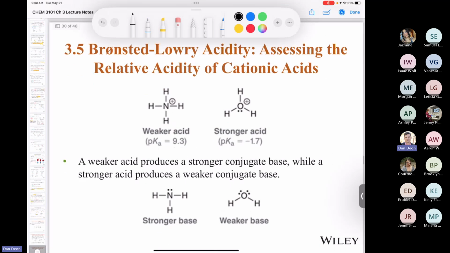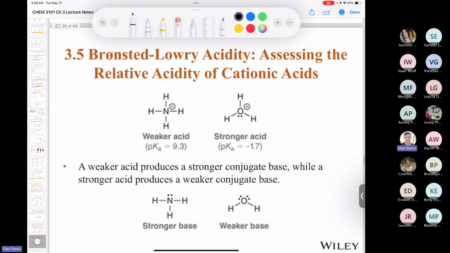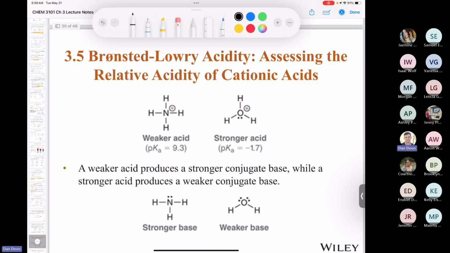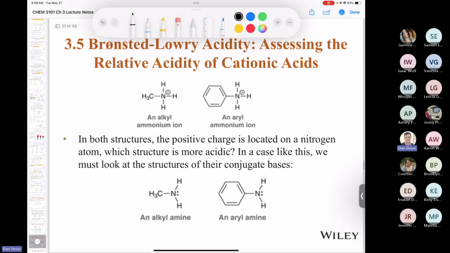So what if you have an example? Sorry, here's the answer. The pKa of the ammonium ion is around 9, and the pKa of hydronium is around -2. So you can clearly see that hydronium is much more acidic, so we covered that one. Okay, so let's move on to these two.